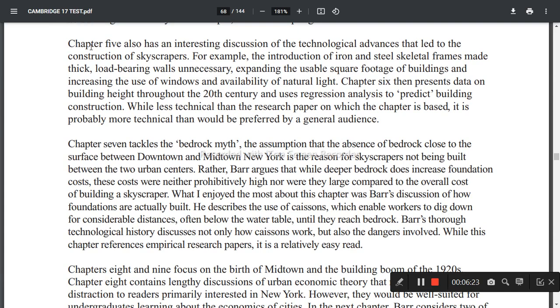Chapter 5 also has an interesting discussion of the technological advances that led to the construction of skyscrapers. For example, the introduction of iron and steel skeletal frames made thick, load-bearing walls unnecessary, expanding the usable square footage of buildings and increasing the use of windows and availability of natural light.